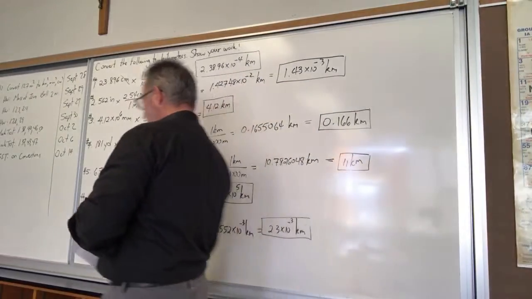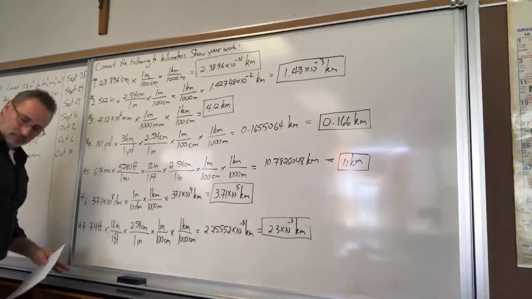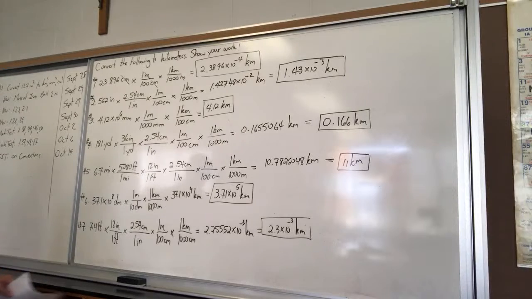So you're asked to convert various measurements into kilometers. And of course, you need to know the conversion factors that are involved. In the first case, you're asked to convert 23.896 centimeters into kilometers. So the first jump we're going to make is from centimeters to meters. There's 100 centimeters per 1 meter.